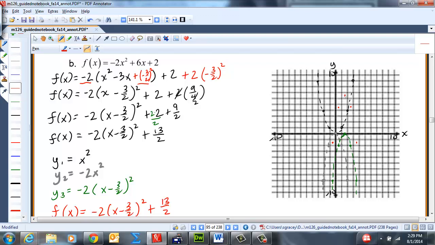So our final graph will be something like this. And so this is our f of x equals negative 2 times the quantity x minus 3 halves, squared, plus 13 halves.